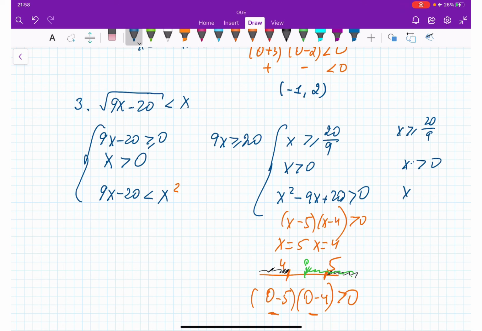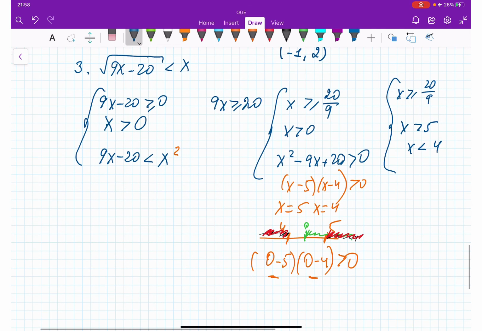Okay, so what do we have here? We have x greater than 5 and x less than 4, exactly what we solved. So at this point x greater than 0 will be gone because it will be covered by x greater than 5. All right, so this is going to be our solution.